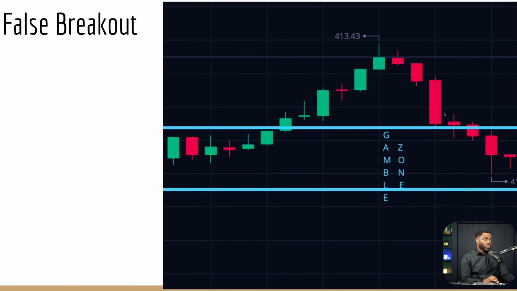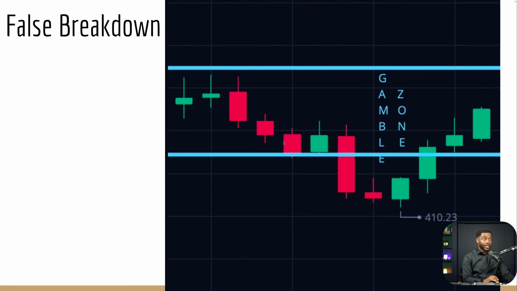But then, you know what? It jumps right back into the gamble zone again. So you thought it was going to break out, but it kind of did, but it came back, so it was a false breakout. On the other end of that, you can get a false breakdown where you get a candle that is red and it's totally below, so you're thinking you should get into put options, but then, you know what? It jumps right back into the gamble zone.